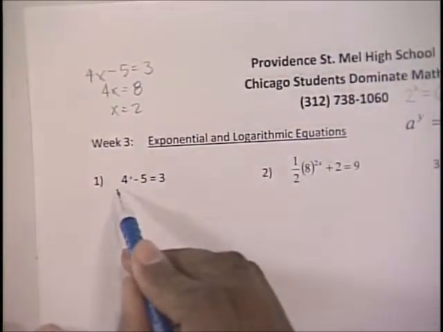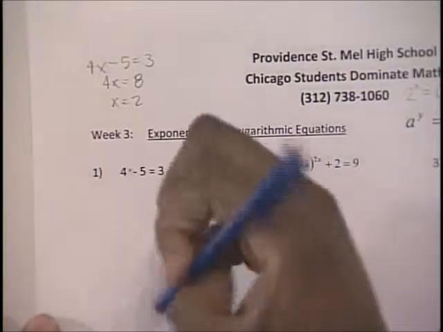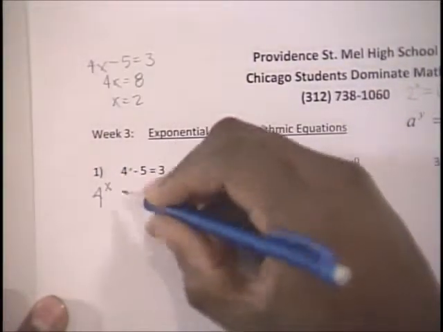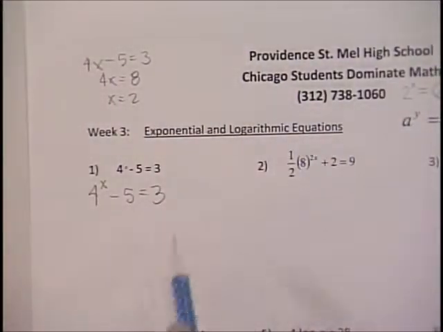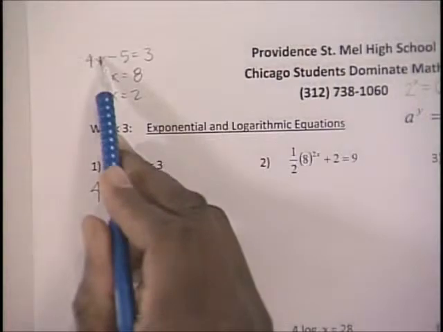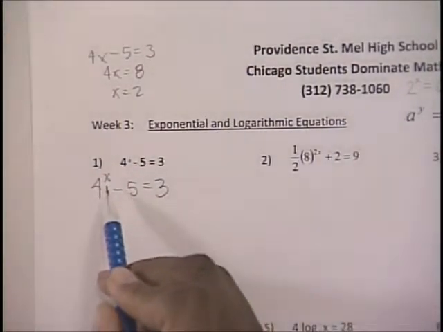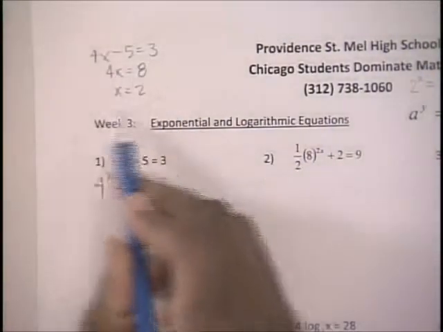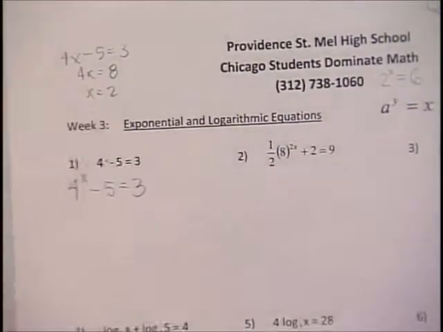However, we're adjusting this a little bit. I'm going to rewrite it in case you can't see it. This is 4 raised to the x minus 5 is 3. This is a completely different problem, with a completely different technique. This is called an exponential equation, and the way in which you solve it is rather different from an algebraic linear equation.